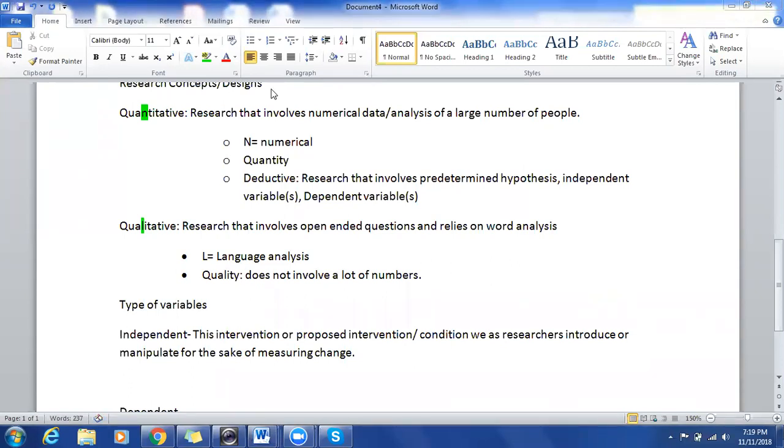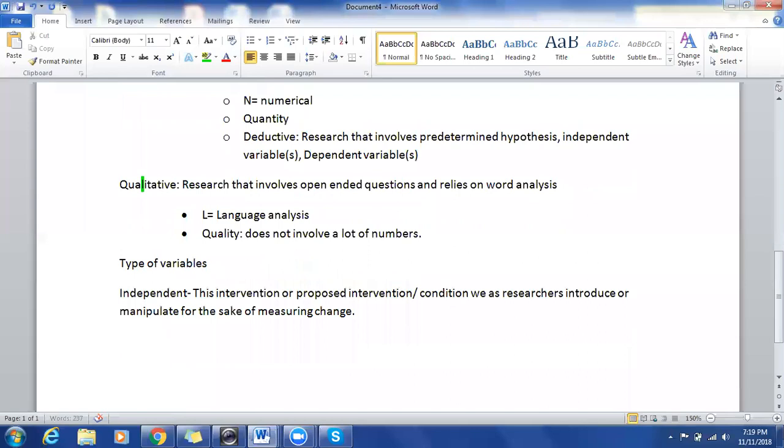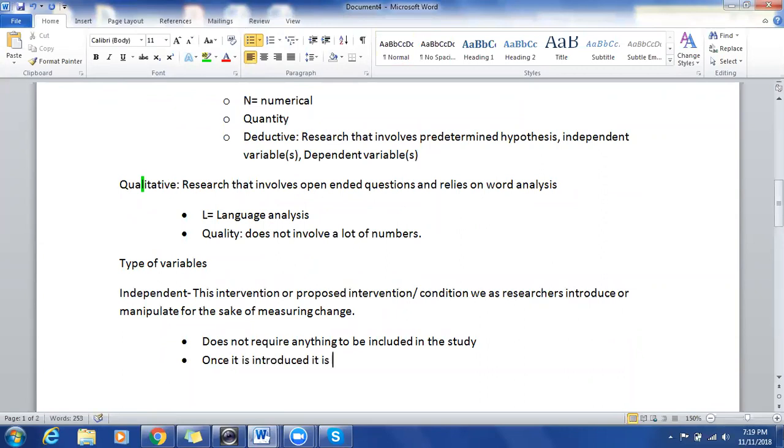So if you think about it, the key thing to keep in mind here is that the independent variable does not require anything to be included in the study. The word independent means it happens on its own and is proposed. So once it is introduced, it is free to make change or stay the same.